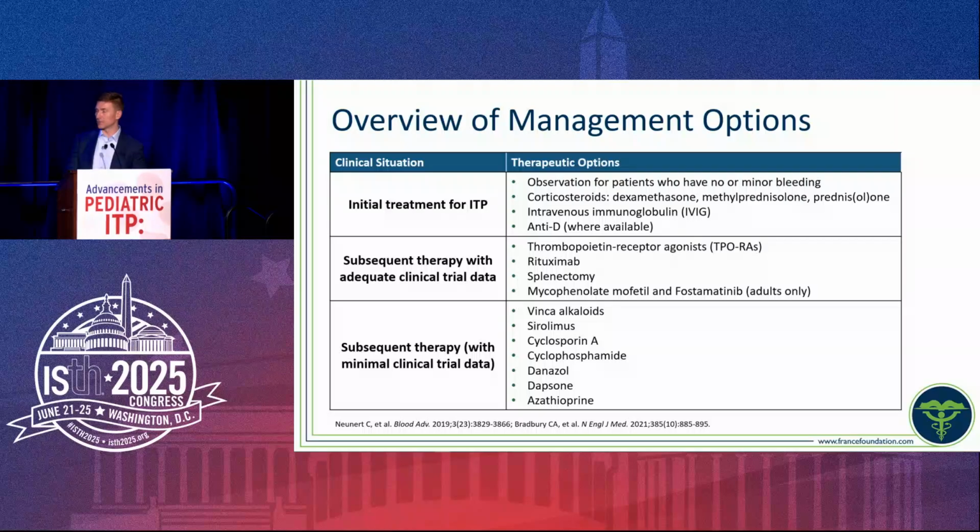This is our overview of management options. So initially, first-line therapies: observation, as we just mentioned, for patients who have no or minor bleeding. Treatments including corticosteroids, intravenous immunoglobulin, and anti-D. Second-line therapies include TPO-RAs, or thrombopoietin receptor agonists, rituximab, splenectomy, and then immune modulators like MMF, as well as fostamatinib in adults. There's also some subsequent therapies that have less evidence, and those will be discussed a little later.